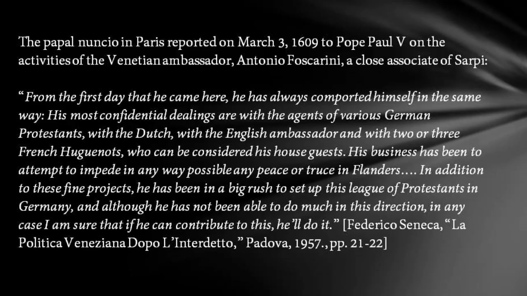I can read. The Papal Nuncio in Paris reports on March 3, 1609 to Pope Paul V on the activities of the Venetian ambassador Antonio Contarini, a close associate of Sarpi. From the first day that he came here, he has always conducted himself in the same way. His most confidential dealings are with the agents of various German Protestants, with the Dutch, with the English ambassador, and with two or three French Huguenots, who can be considered his house guests.